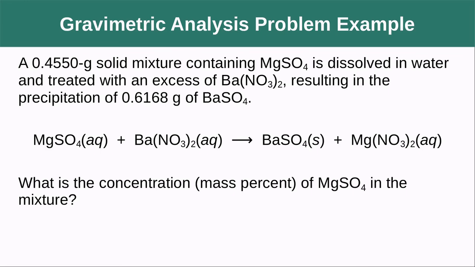So we're mixing magnesium sulfate and barium nitrate. We get out barium sulfate and magnesium nitrate. This is a double displacement reaction and a precipitation reaction. We can see that barium sulfate has been marked as the solid here, so we know that's our precipitate. What is the concentration, mass percent, of magnesium sulfate in the mixture?